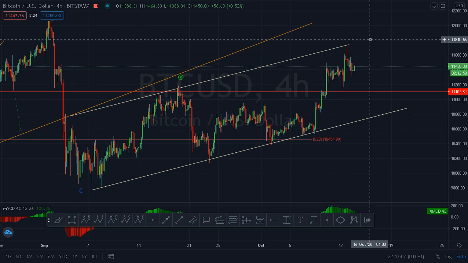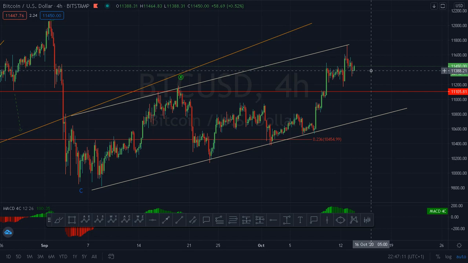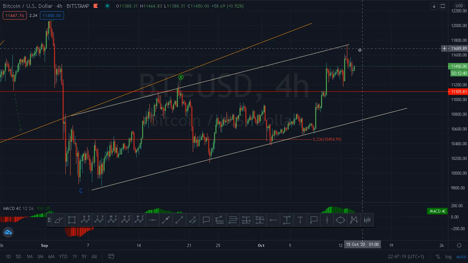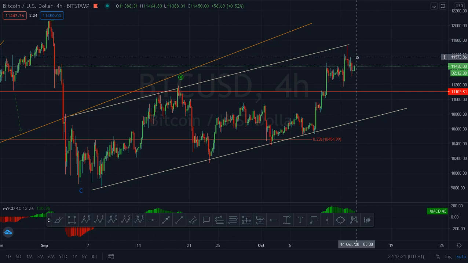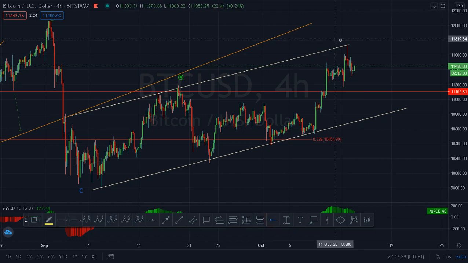So for now, we don't have much to do on Bitcoin, because trading it as a margin might be difficult for some people. But if you want to sell Bitcoin, my idea is to enter a sell with a smaller size, and the stop loss will be here, because here is the rejection.